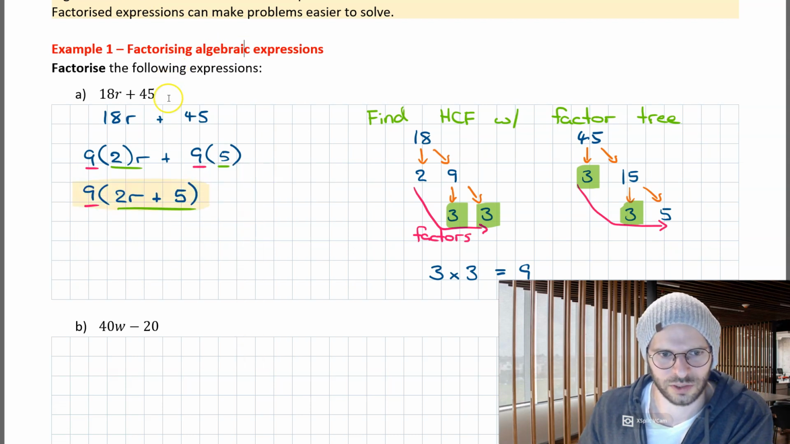So in summary, what we do to factorize an expression is we first find the highest common factor between the coefficients. We then divide all the coefficients by the HCF, and what we have in common, we pull outside, and whatever we have not in common, we throw in brackets on the inside.